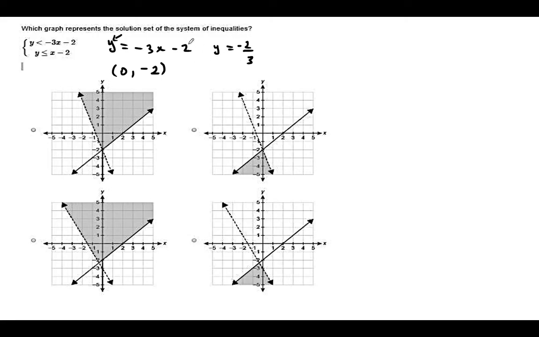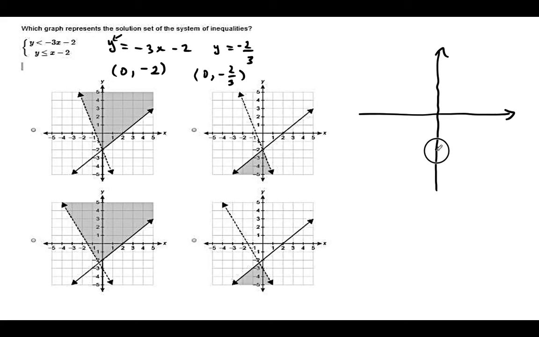Let's check one more time. When x is 0, y is negative 2. When y is 0, take this one to the other side. It's okay. So the point is negative 2 over 3, comma, 0. And then draw it. And do not forget, this is only less than, so it will be a dashed line. So x is 0, y is negative 2.